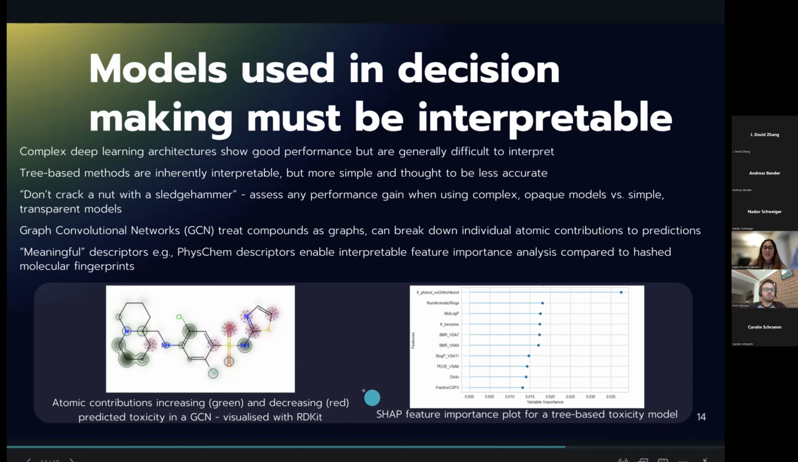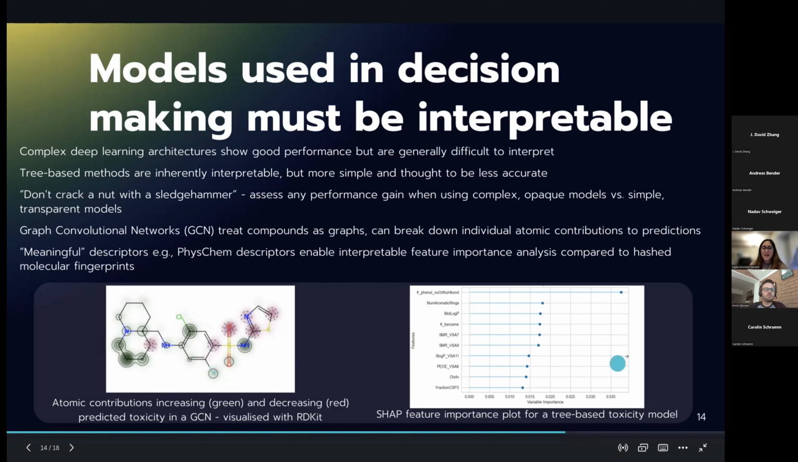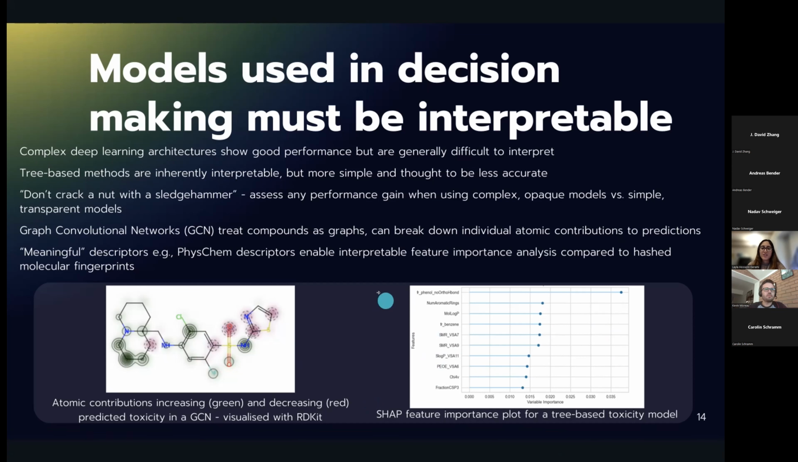Furthermore, we found, when using feature importance plots, it's a lot easier and more informative to use more interpretable features such as phys-chem descriptors, although those aren't always perfectly interpretable, compared to using something like hashed molecular fingerprints, which can be difficult to then go back and map to the original chemical structure, some chemical substructure.